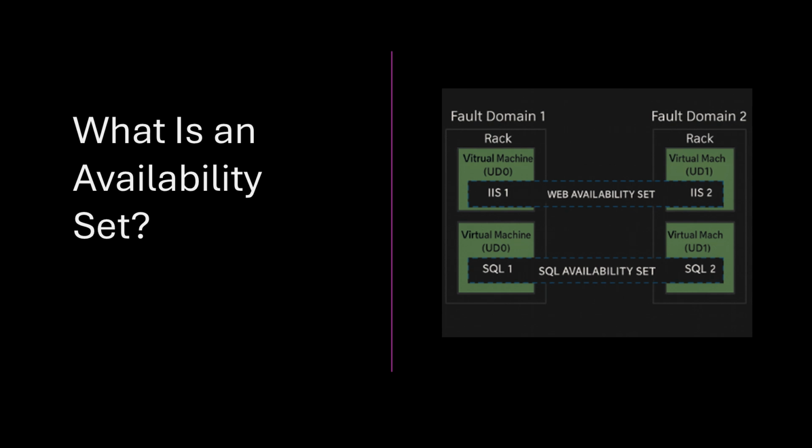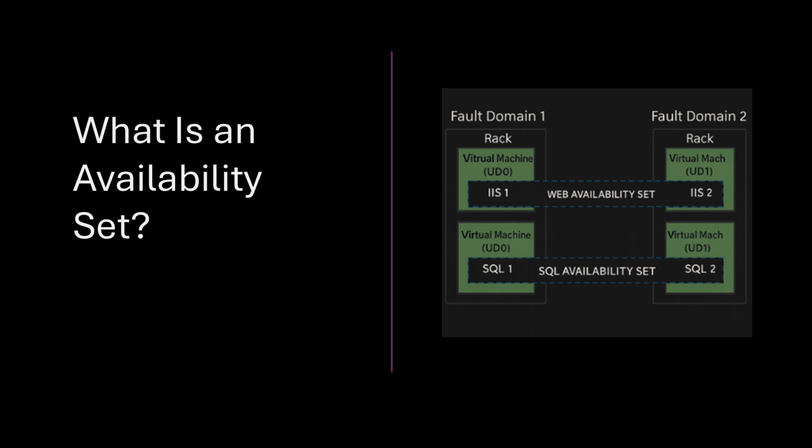An update domain is a logical grouping of VMs that Azure updates together during platform maintenance. The best part? Only one update domain is rebooted at a time, allowing the rest of your application to remain online. By default, Azure provides 5 update domains, but you can configure up to 20 depending on your workload needs. Each VM is automatically assigned to a unique combination of a fault domain and an update domain, giving your deployment maximum protection.